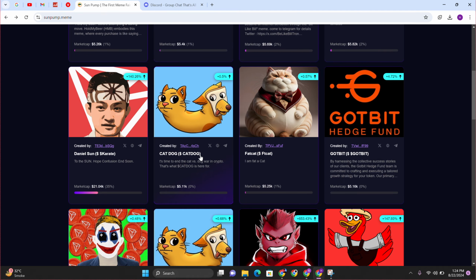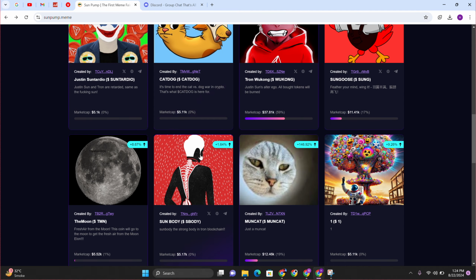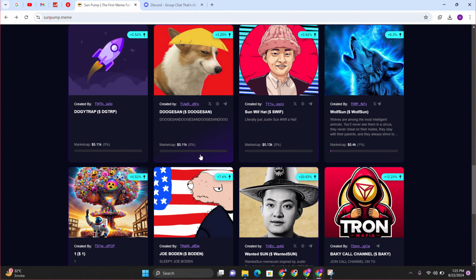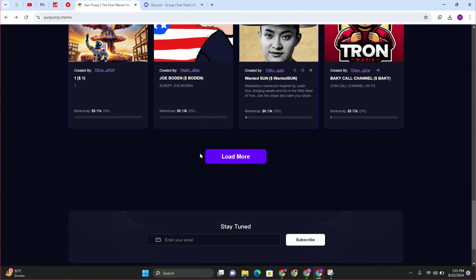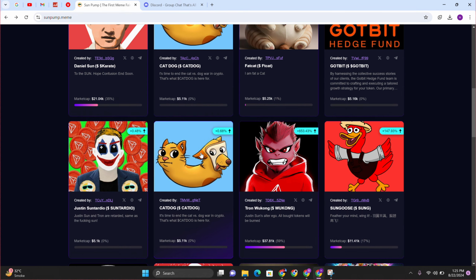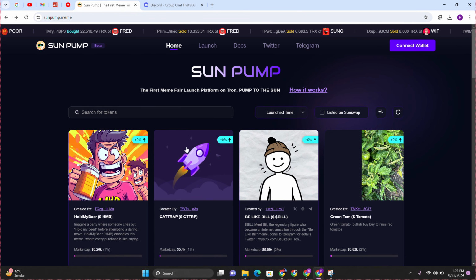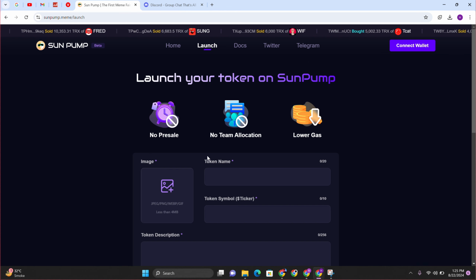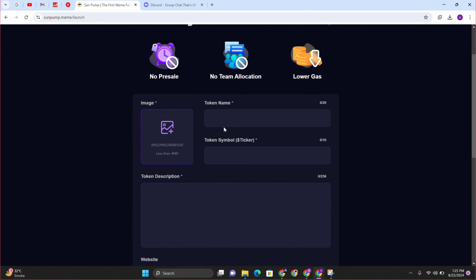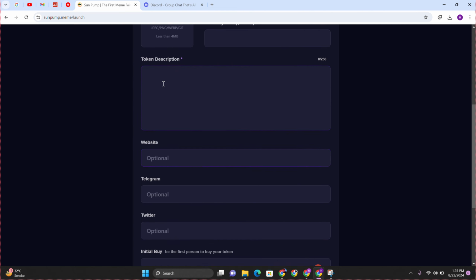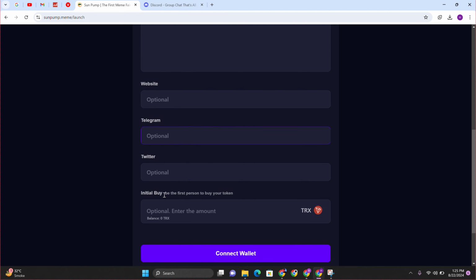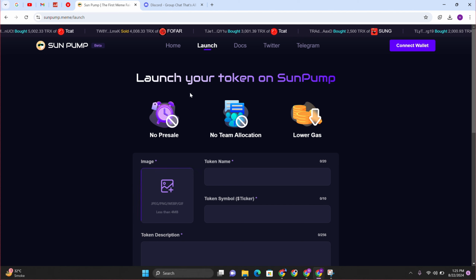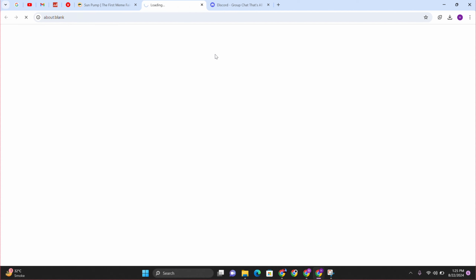So there are lots more tokens here. Anyone can basically launch his or her token here on SunPump. It's just like a lookalike of Pump Fun, right? If you want to launch a token, this is where you launch a token. You would attach the image, your token name, token symbol, token description, websites, right? Then you connect your wallet and boom, it goes.